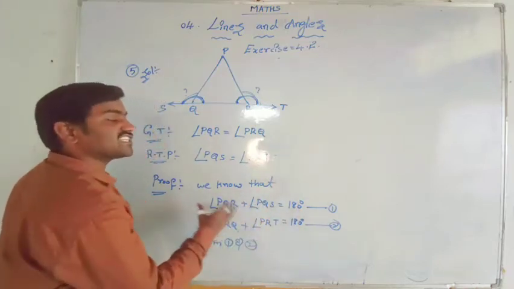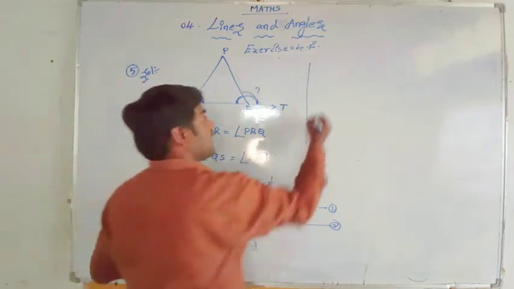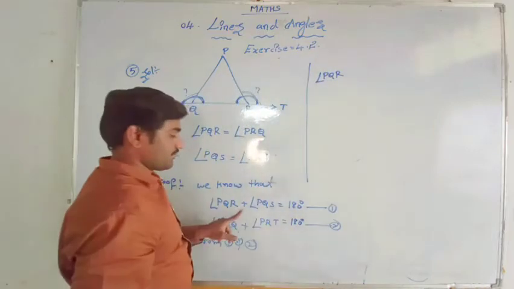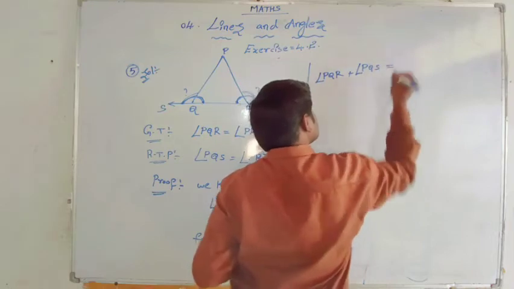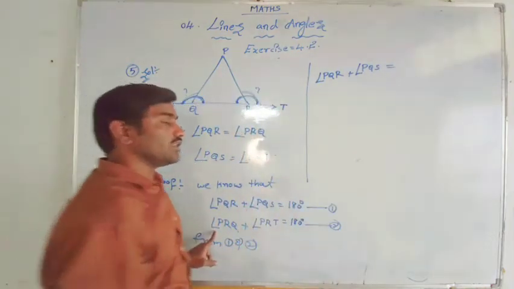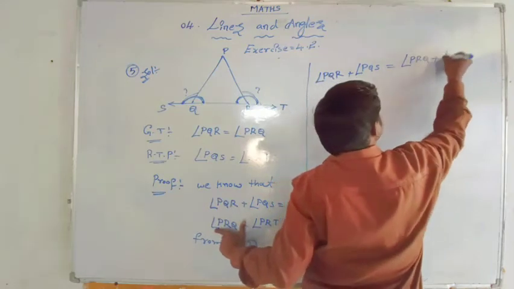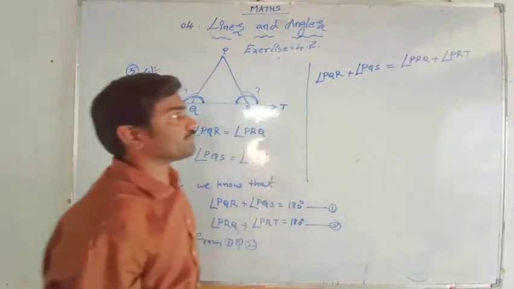So let us make the LHS equal too. What is the LHS here? Angle PQR plus angle PQS is equal to angle PRQ plus angle PRT. These both are equal.